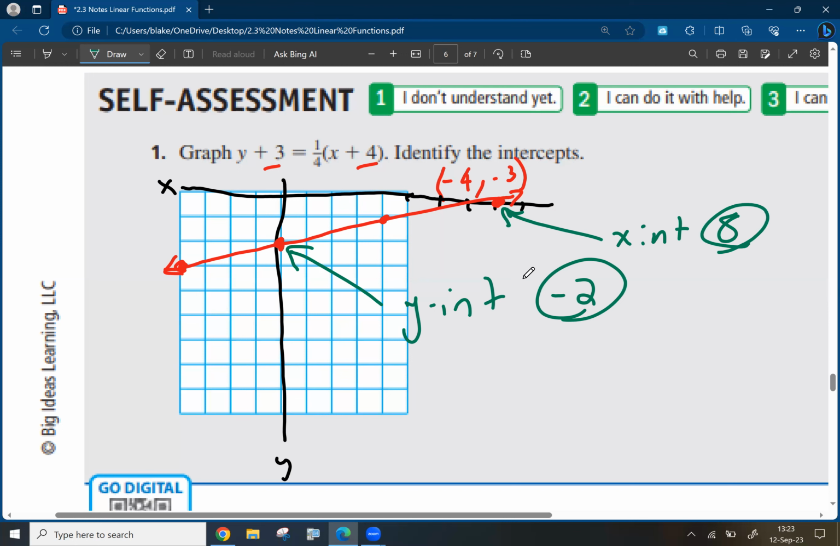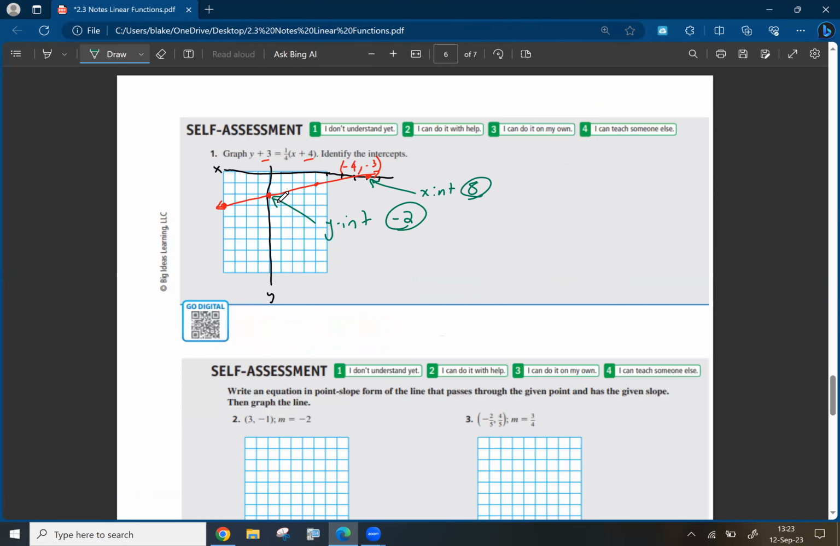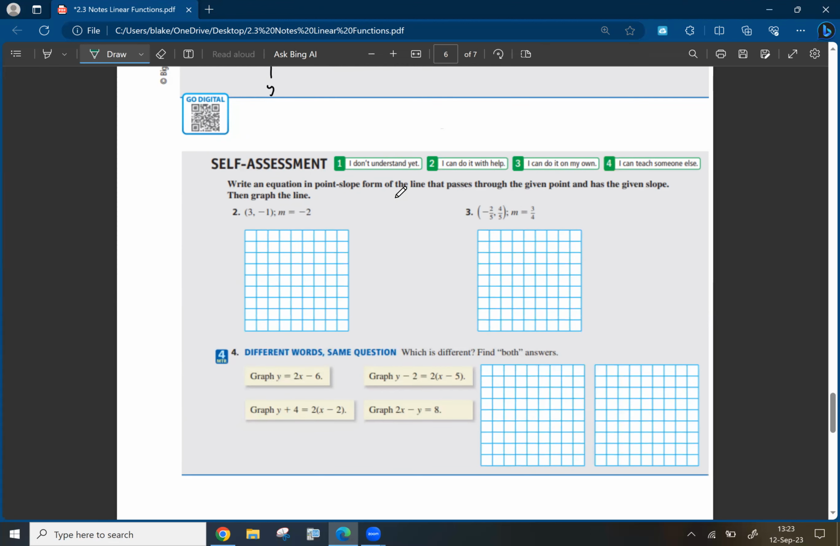So identify the intercepts. I've got the y-intercept and I've got the x-intercept. I had to extend out the graph a little bit, but it is what it is. All right. So graph the line and then just look at where it crosses the x and y axis, because you're going to get questions about that too. All right.